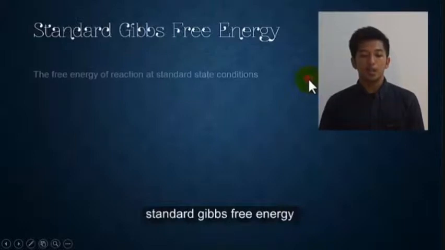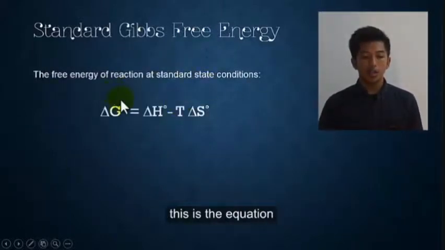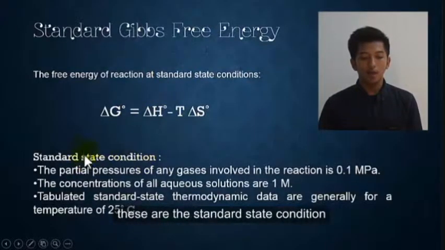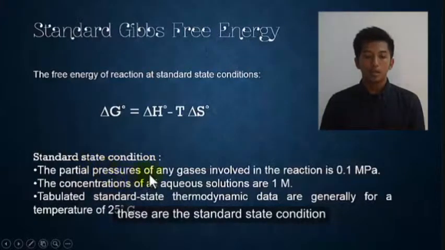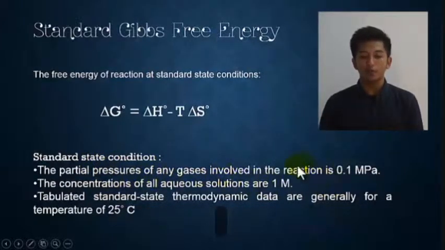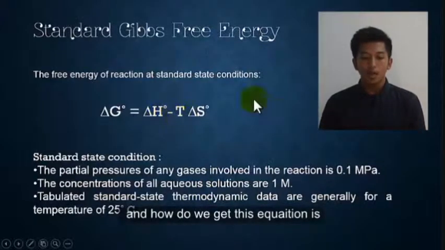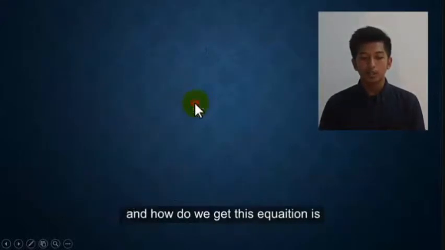Standard Gibbs free energy. This is the equation for standard energy at standard state conditions. In our standard state condition, the partial pressure of any gases involved in the reaction is 0.1 megapascal. The concentration of all aqueous solutions is 1 molar, and tabulated standard thermodynamic data are generally for a temperature of 25 degrees Celsius or 298 Kelvin. And how do we get this equation?